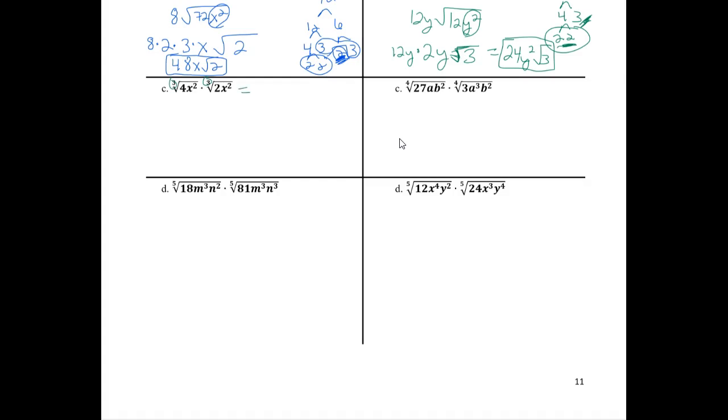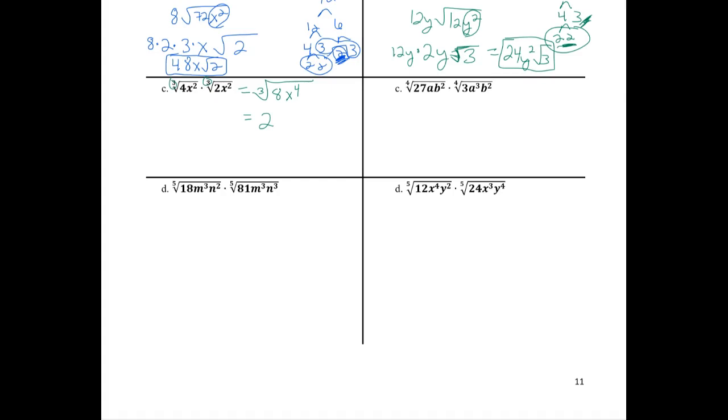On this first example, I have 4x squared times 2x squared under a cube root. 4x squared times 2x squared is 8x to the 4th power, right? 2 times 4 is 8. X squared times x squared is x to the 4th. Don't stop there. You have to simplify that radical now. It's a cube root. The cube root of 8 is 2, because 8 is a perfect cube. 2 times 2 times 2 would give me 8.